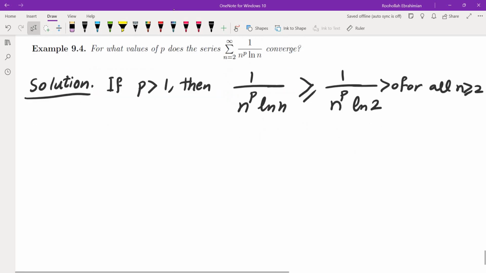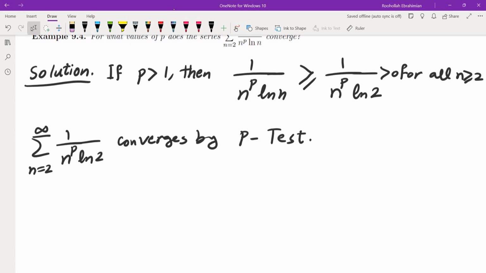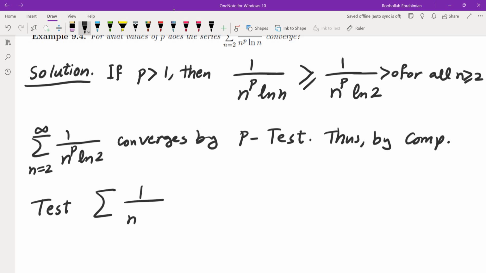And this is clearly positive. The sum of 1 over n to the p natural log of 2 converges by the p-test, because it's just a scalar multiple of the sum of 1 over n to the p, and p is more than 1. Thus, by the comparison test, the sum of 1 over n to the p natural log of n also converges. Okay, so that's the first step. So for p greater than 1, it converges.